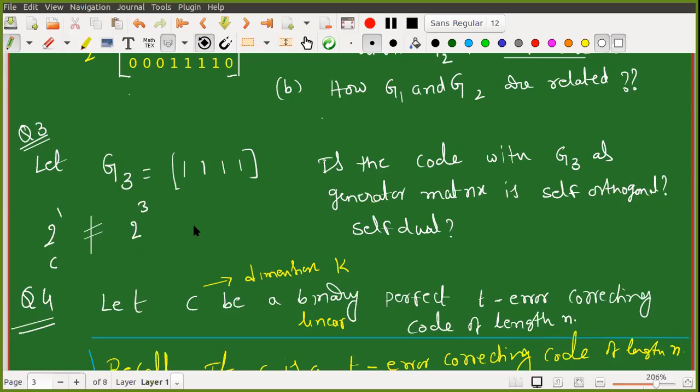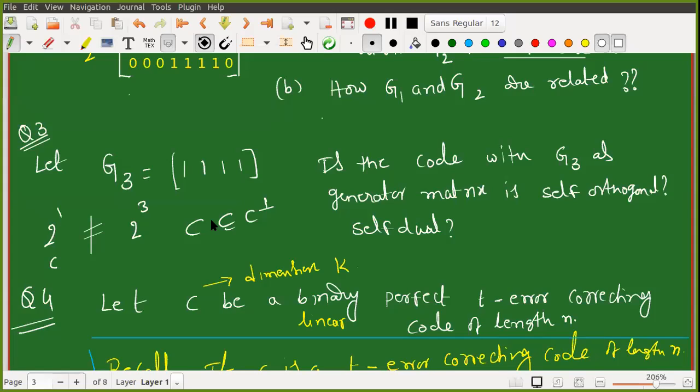But is it self-orthogonal? That means is C contained in C perp or not? For that, what is sufficient to show? You just tell me one simple answer. To prove that C is contained in C perp, what do we need to show? One simple thing: the basis of G3, the rows, are in C perp.